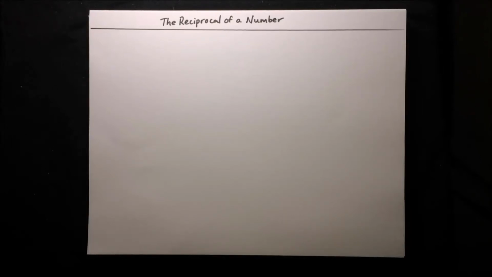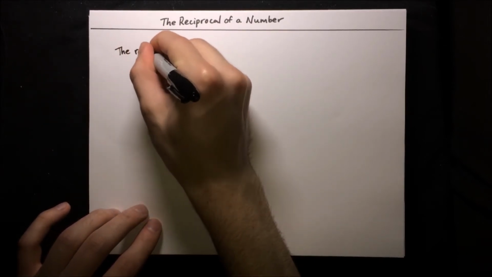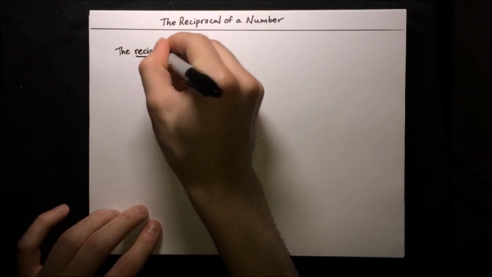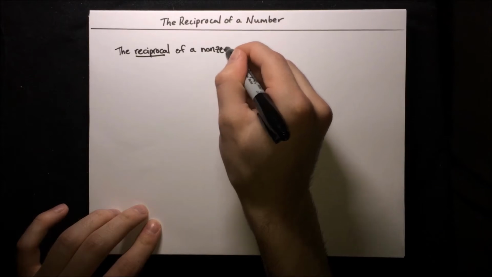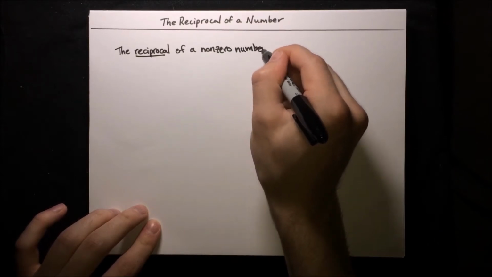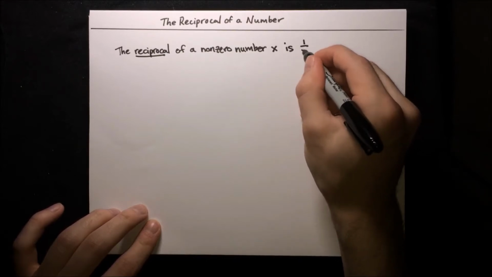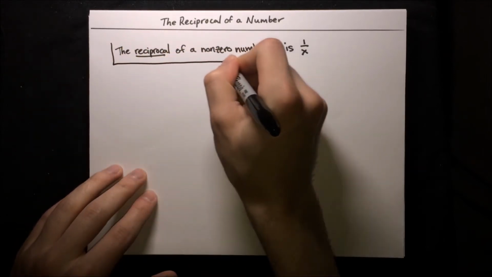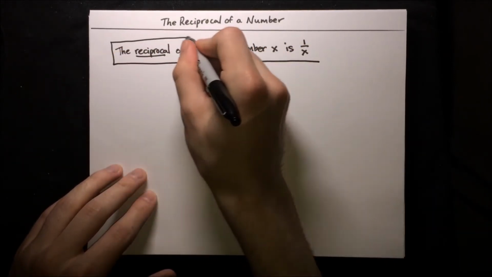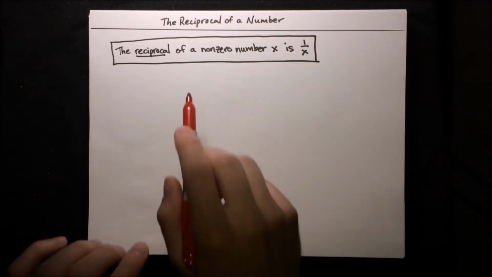In this video, we're going to learn about the reciprocal of a number. So what is a reciprocal? Well, the reciprocal of a non-zero number, call it x, the reciprocal of x is equal to 1 over x. That's the definition of what a reciprocal is. To get the reciprocal of a number, you just have to take that number and put it in a fraction: 1 over that number. So let's give a few concrete examples.